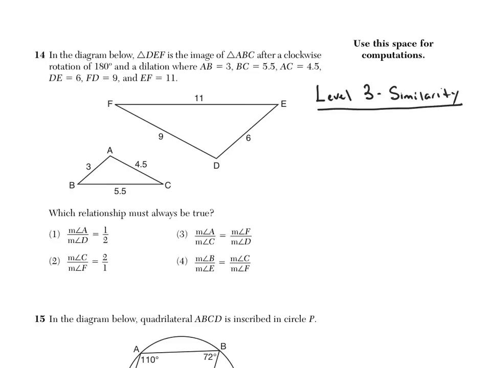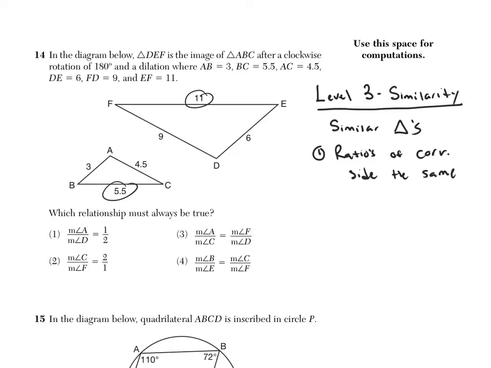Now, similar triangles, you remember there are 2 key facts, in similar triangles, or any figures for that matter. 1, we know the ratios of the corresponding sides must be the same, right? And if you look here, the ratios are all the same. 11 to 5.5, that's a ratio of 2. 9 to 4.5 is a ratio of 2. 6 to 3 is a ratio of 2. So the ratios of all the sides are the same, and that's true when you dilate something. All those ratios will be the same.